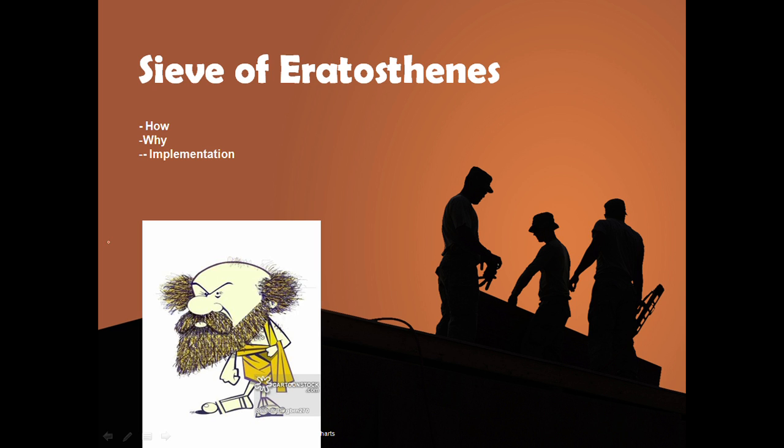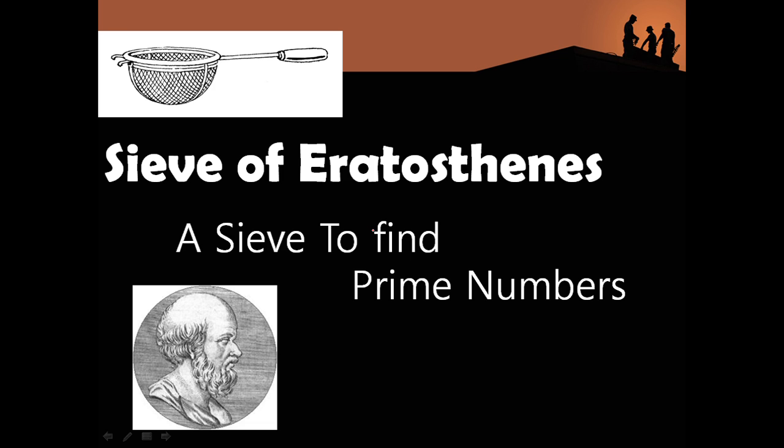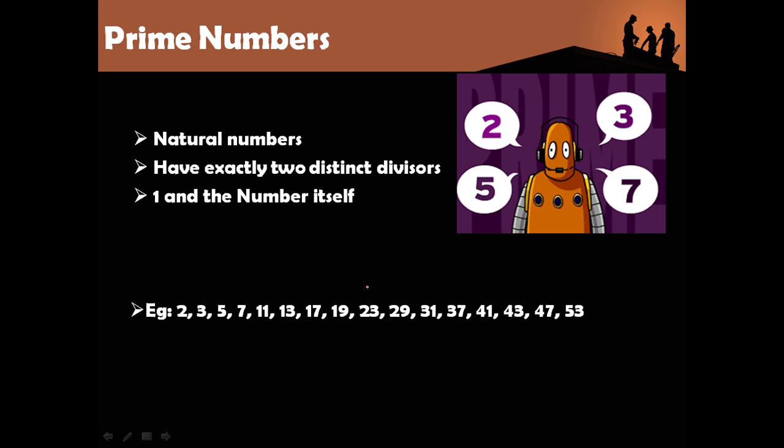Okay. So this person is Eratosthenes, although this is a cartoon. But he's Eratosthenes. So let us study what a sieve of Eratosthenes is. As you know, this is a sieve, and we are going to study about this sieve. What does this sieve do? This is a sieve to find prime numbers, and before starting, we must know what prime numbers are.